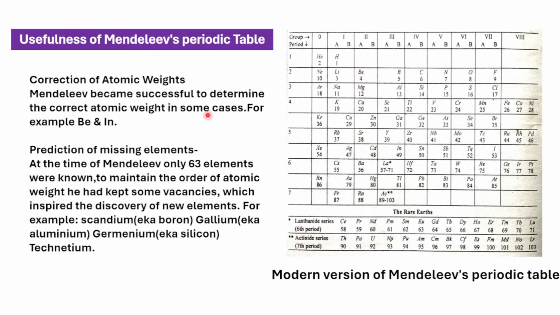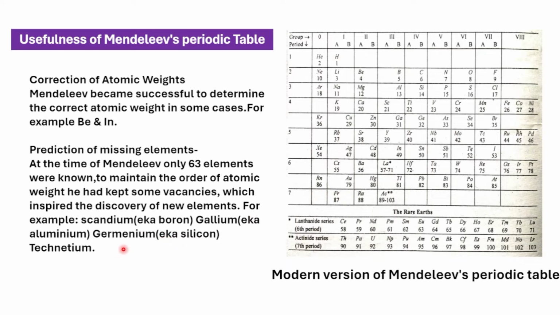So the correction was done by Mendeleev. Now, prediction of missing elements. At that time of Mendeleev, they had only 63 elements known. Now, to maintain the order of atomic weight, he had kept some vacancies, which inspired the discovery of new elements. For example, scandium, gallium, germanium, technetium.